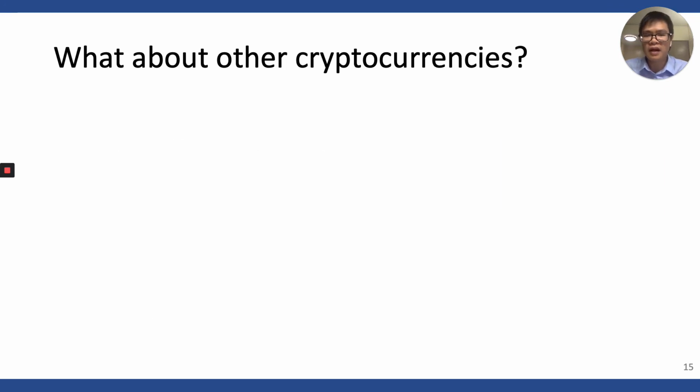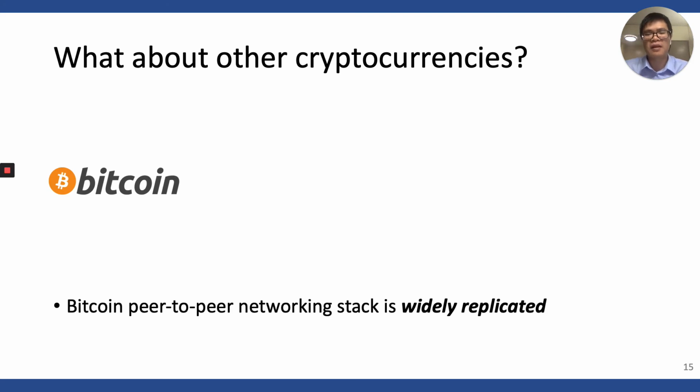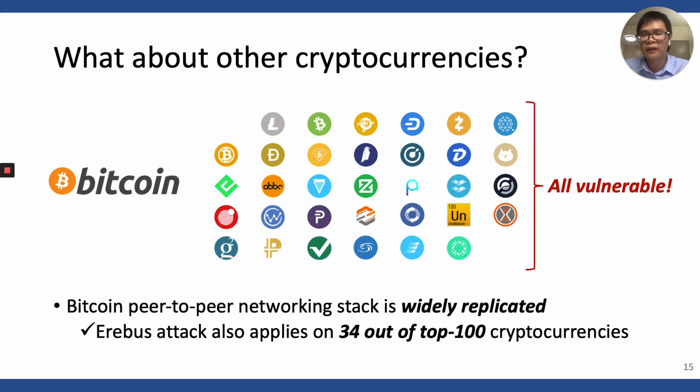So we have seen that Bitcoin is vulnerable to the Erebus attacks. What about other cryptocurrencies? Can the Erebus attack also work against them? We found that the peer-to-peer network implementation of Bitcoin is widely replicated in many other blockchain projects. In fact, we found there are at least 34 out of the top 100 cryptocurrencies that copy the implementation of Bitcoin. For this reason, all of them are potentially vulnerable to the Erebus attacks as well.